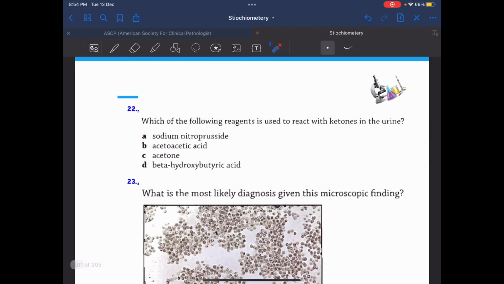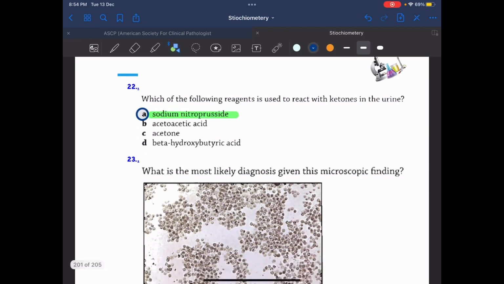Question number 22. Which of the following reagents is used to react with ketones in the urine? Sodium nitroprusside, acetoacetic acid, acetone, or beta-hydroxybutyric acid? All these forms are forms of ketones. So the only answer is sodium nitroprusside, A.